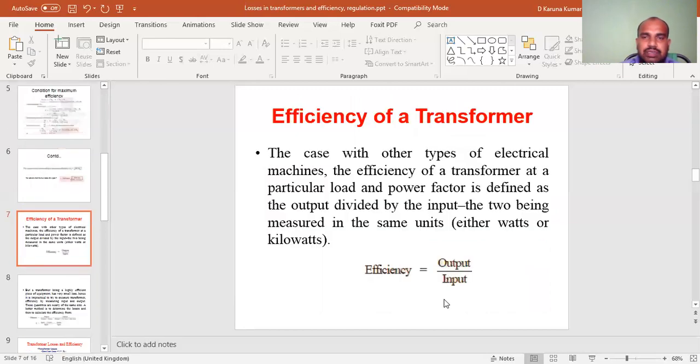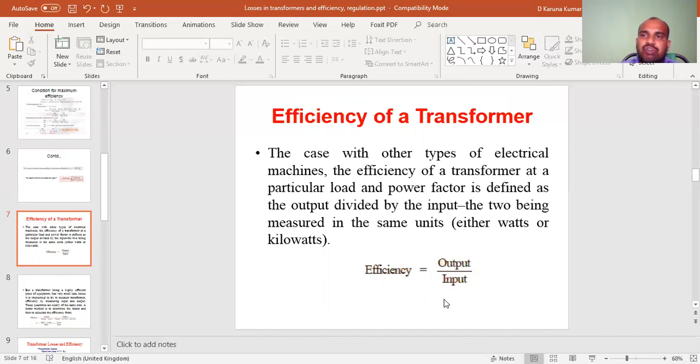Okay. Next one is efficiency. Efficiency means the ratio of output power to input power. As with other types of electrical machines, the efficiency of a transformer at practical load and power factor is defined as output divided by input, both being measured in the same units. The output power by input power is also called efficiency.